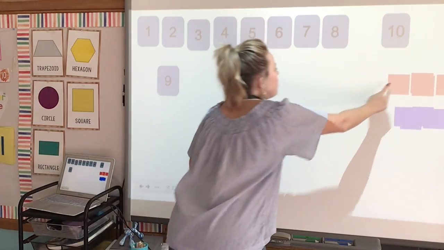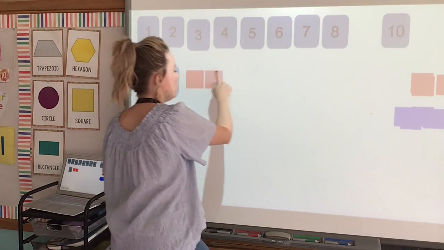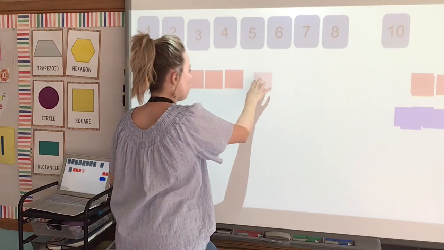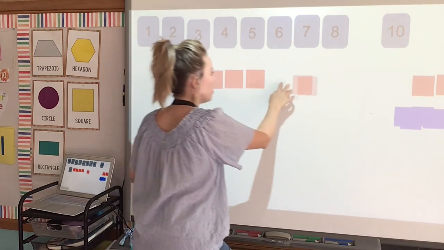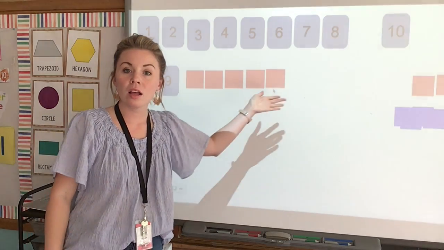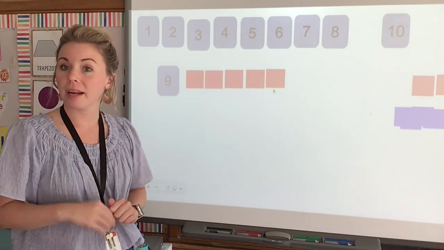Alrighty, so count along with me. Ready? 1, 2, 3, 4, 5. Perfect. So that's my 5 group. I made a 5 group using all red cubes, but are we quite at 9 yet? Nope, not yet. We have to keep adding on.